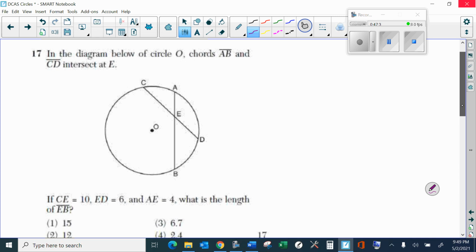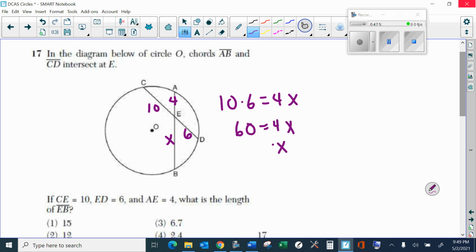Okay, we're getting there. Okay, CE is 10. ED is 6. AE is 4. What's the length of EB? Call it X. So 10 times 6 equals 4 times X. Okay, 60 equals 4X. Divide by 4 on both sides and you get 15.